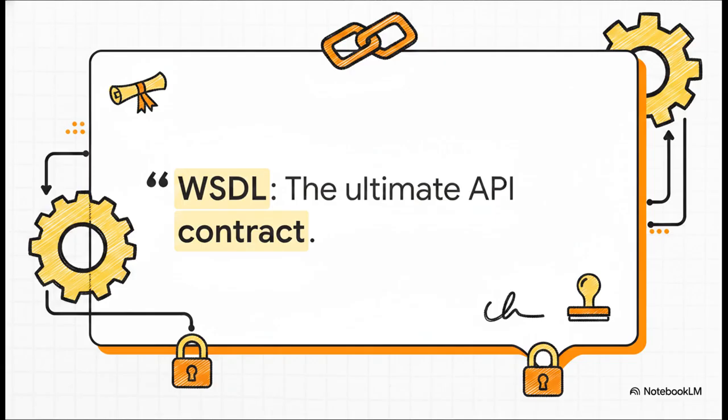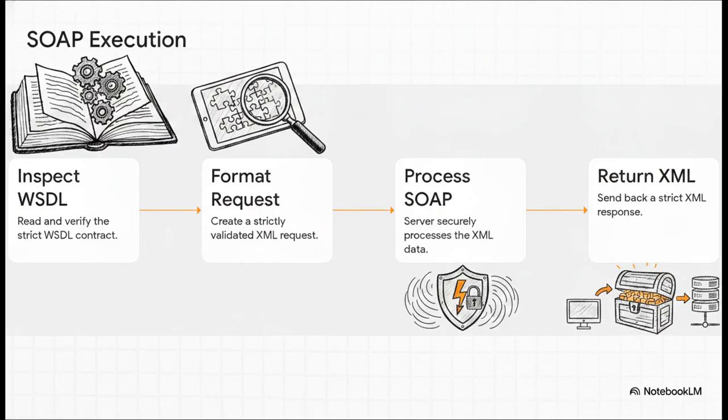Two foreign systems absolutely must sign and agree to this exact contract before they are permitted to exchange a single byte of data. It defines the exact structure of the requests and the responses. Let's look at how this sequence actually plays out because it's fascinatingly rigid.